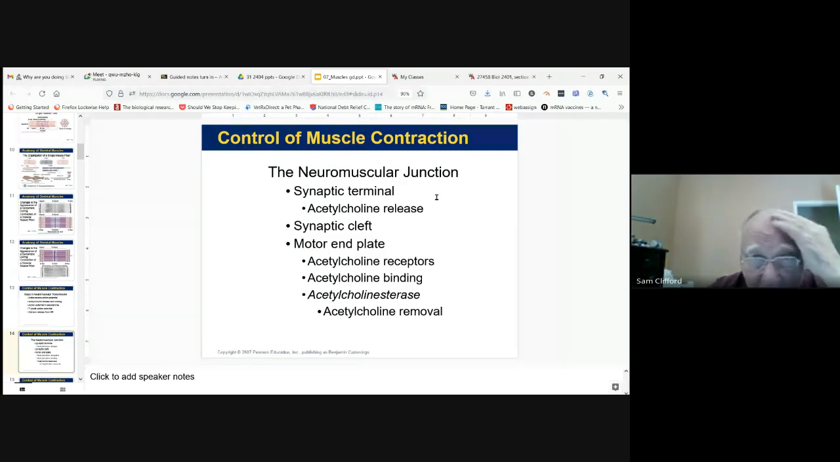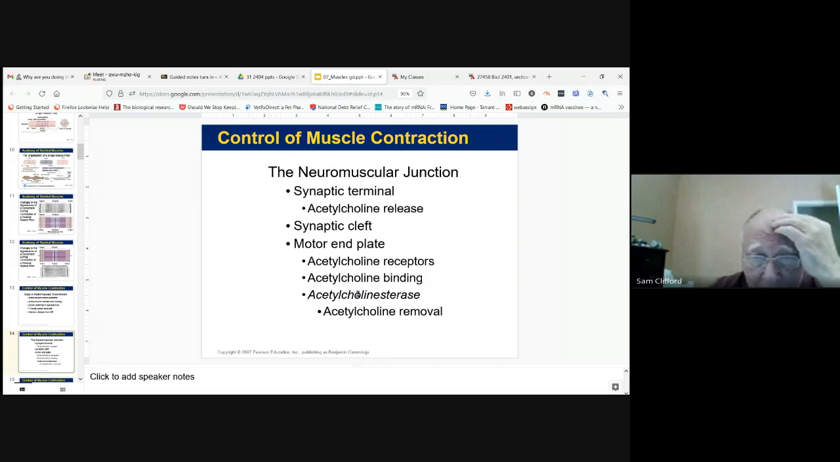So the neuromuscular junction is the place where the nerve, the axon, forms a synaptic terminal. The ending of the nerve is called a synaptic terminal. It's where acetylcholine is released. The synaptic cleft is an actual gap between the nerve ending, or the axon ending, or the synaptic terminal, and that comes right up to the cleft. It releases acetylcholine, and the motor end plate has what are called acetylcholine receptors.